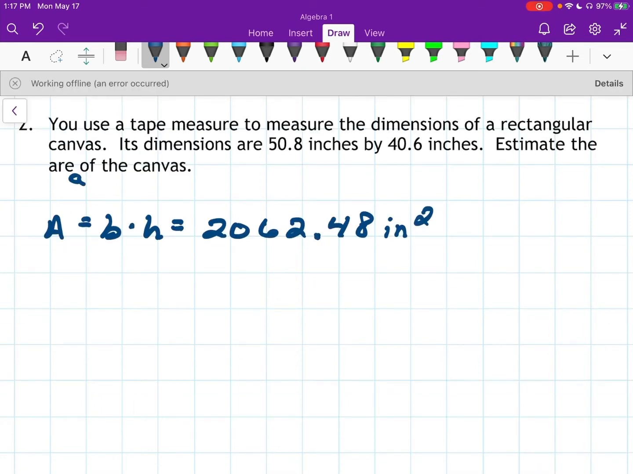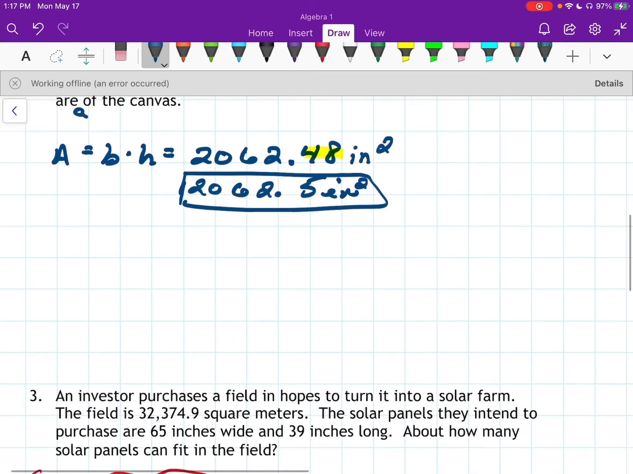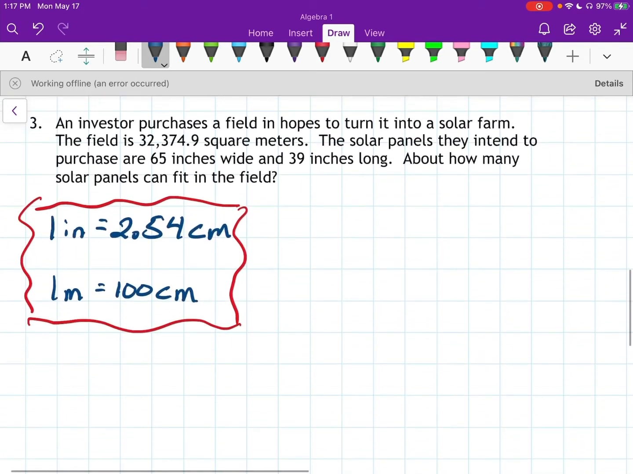Now, we need to think about this. We started off at the nearest 10th inch. We're going to need to end with the nearest 10th inch. So I'm going to round this to 2062.5 inches. Oh, and inches squared. There it is. All right, so you got to make sure that we round. So that is how we do that. And let us move on to number 3.